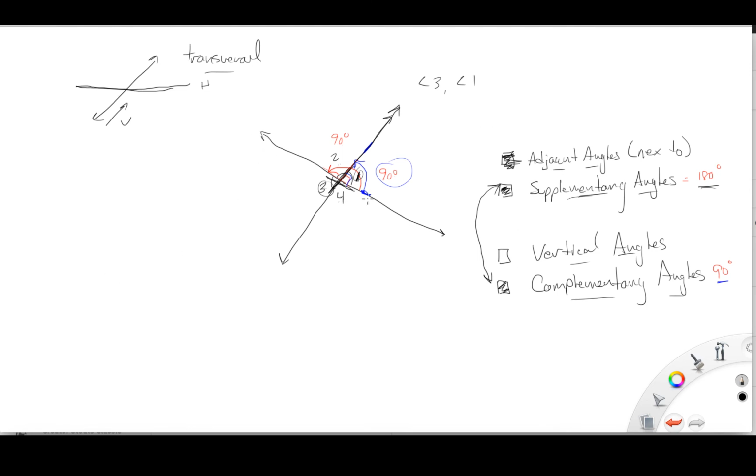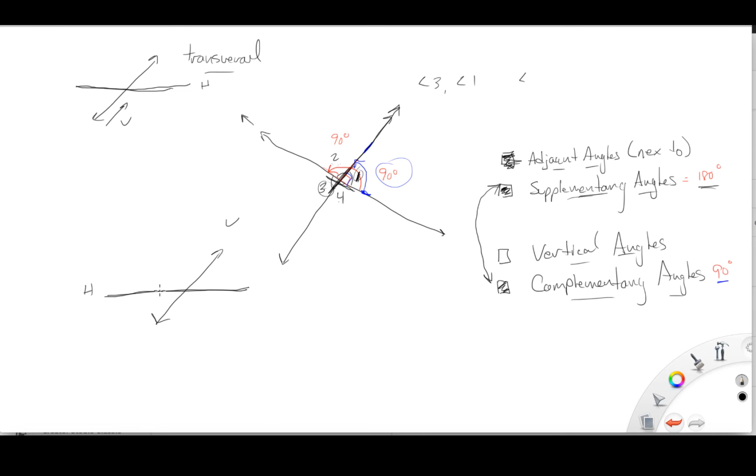Because I drew this and it is kind of shaping up in this direction, you could argue that 2 and 4 are also vertical angles. I should have drawn it so that it was more of a straight with that kind of look, so that you could definitely tell that this was straight horizontal and this was vertical, if that makes sense. I think it does. All right.